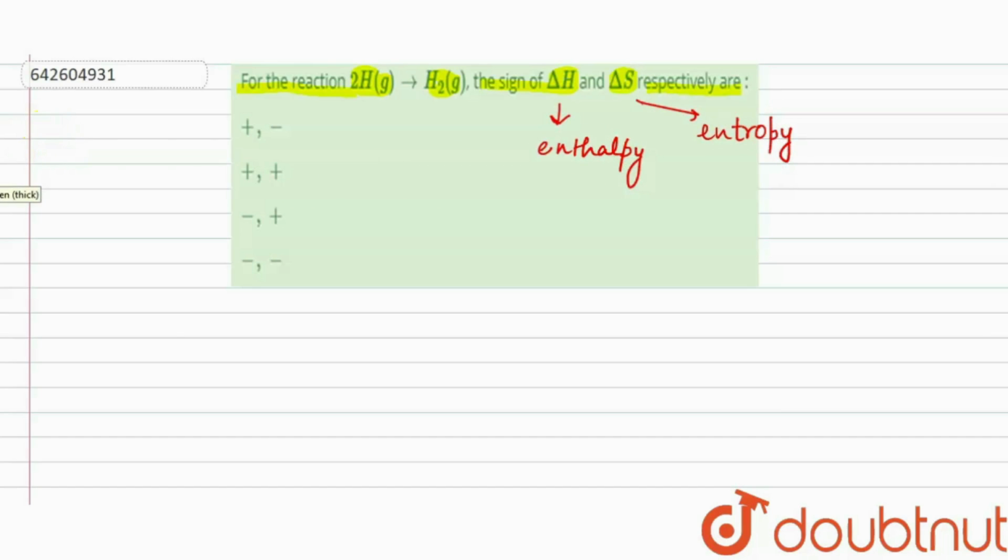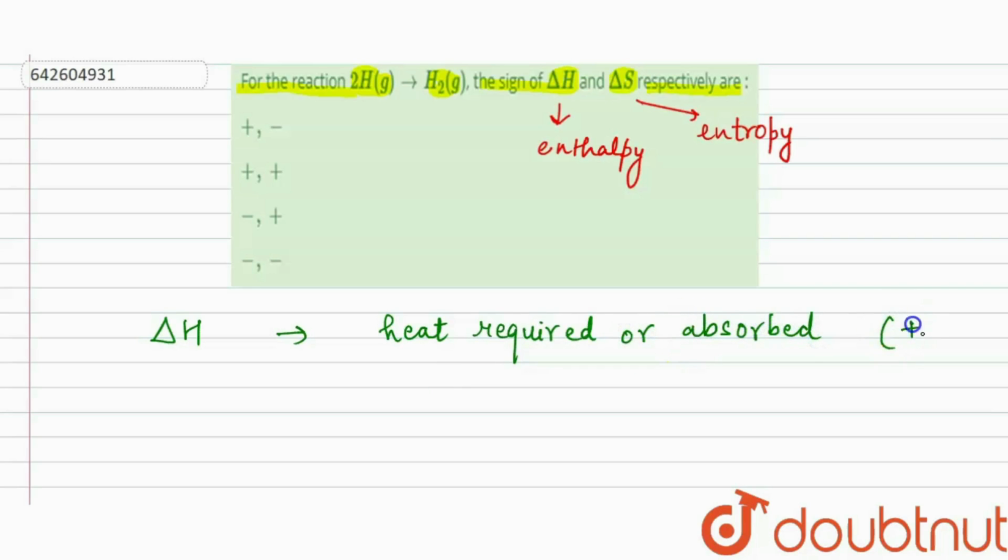If we talk about delta H, then it relates to the heat required or released in the reaction. If heat is required, or we can say absorbed in the reaction, then our delta H value will be positive. If heat is released, then delta H value will be negative.